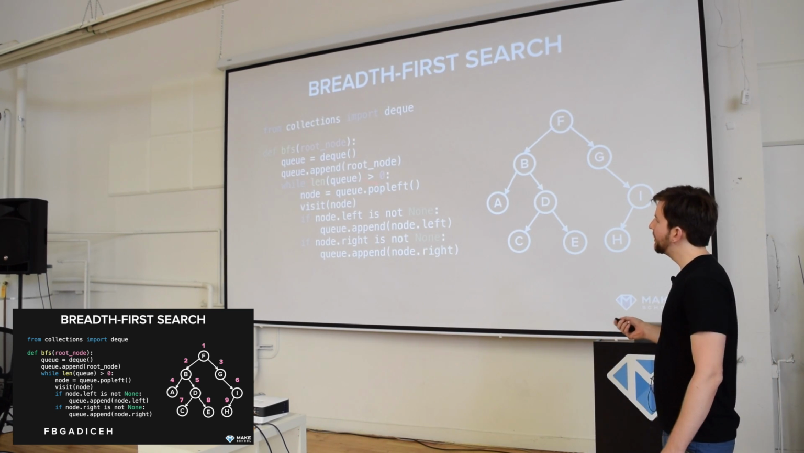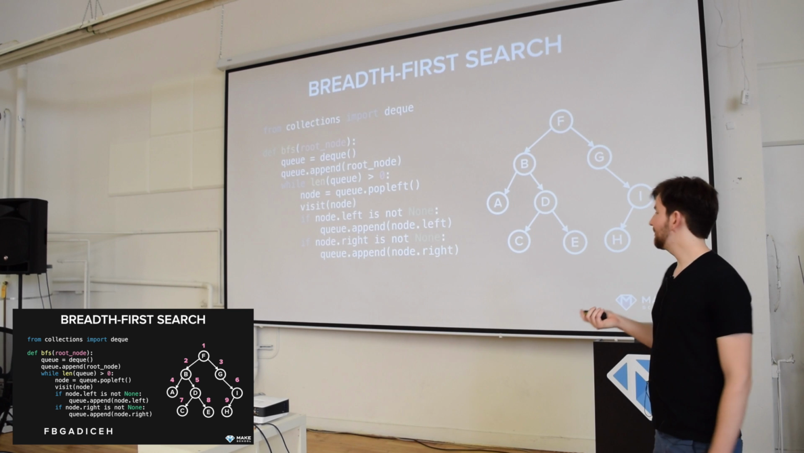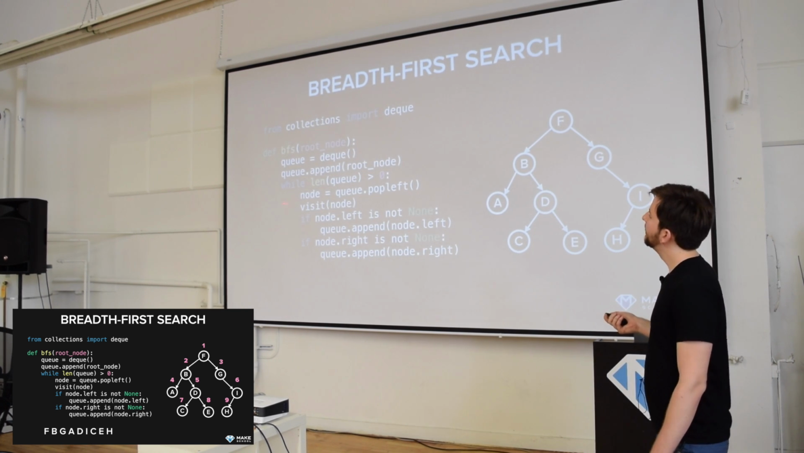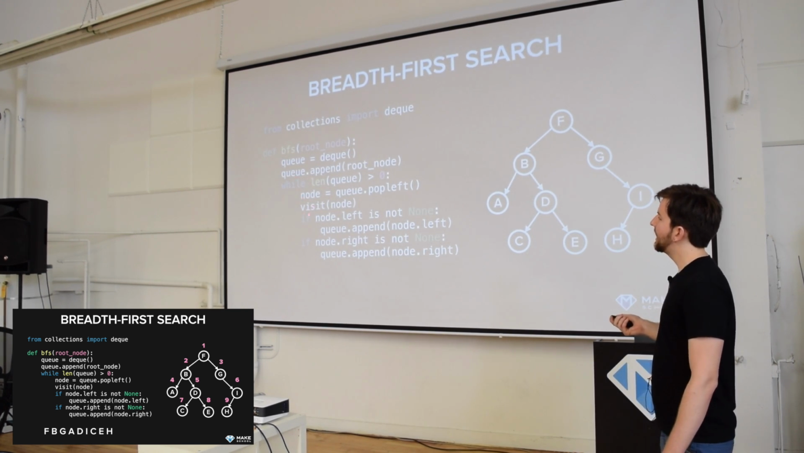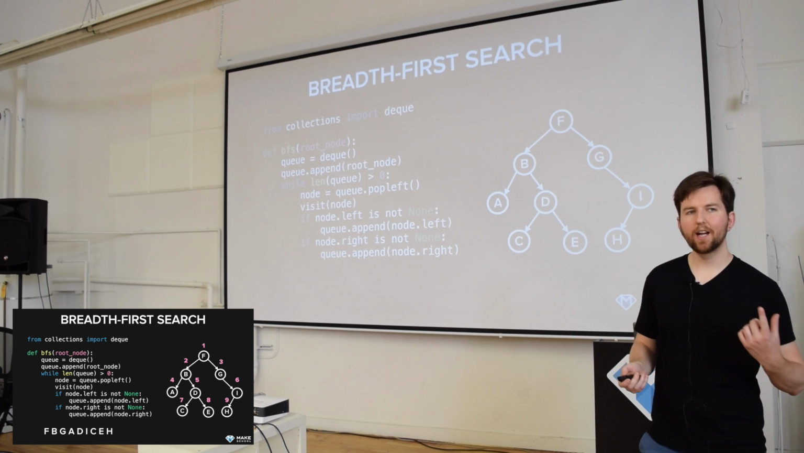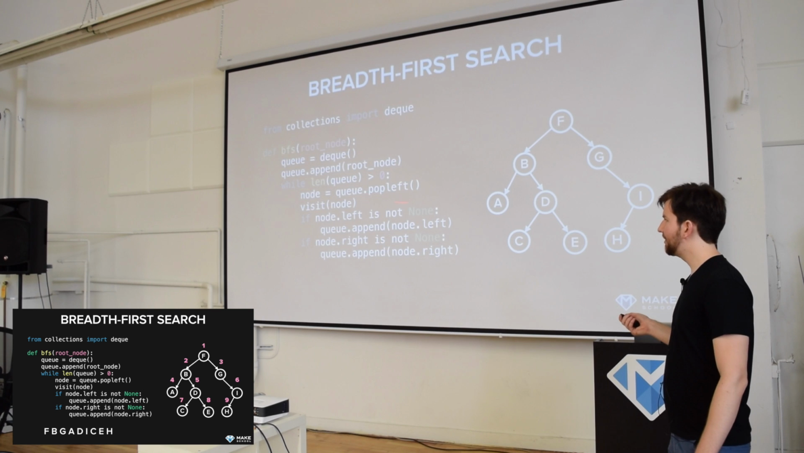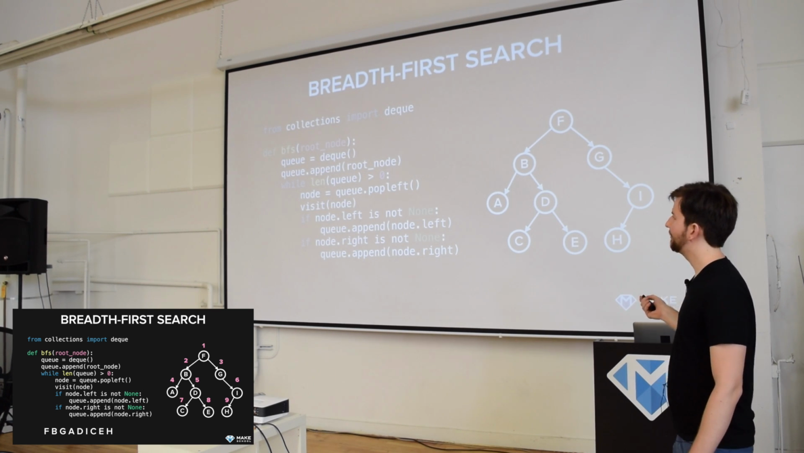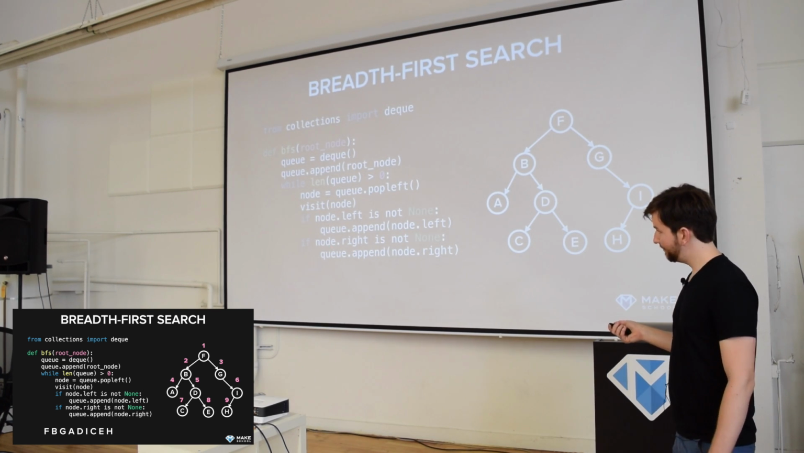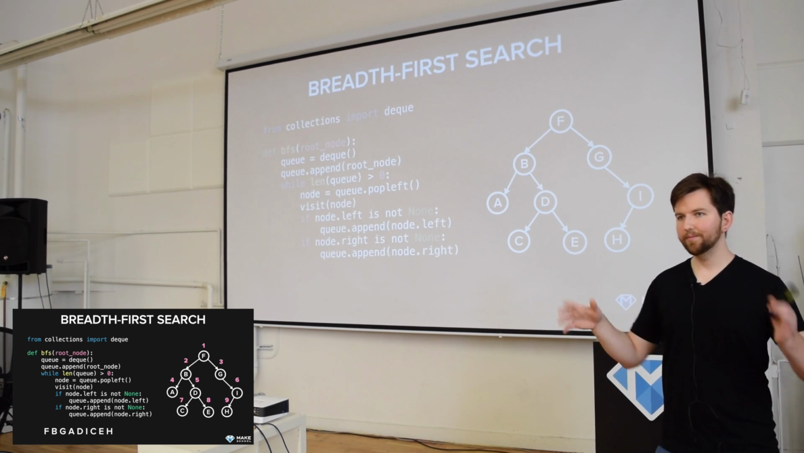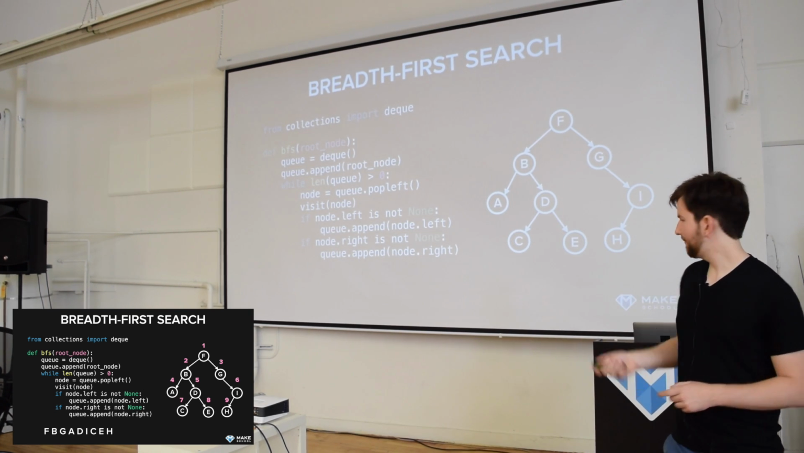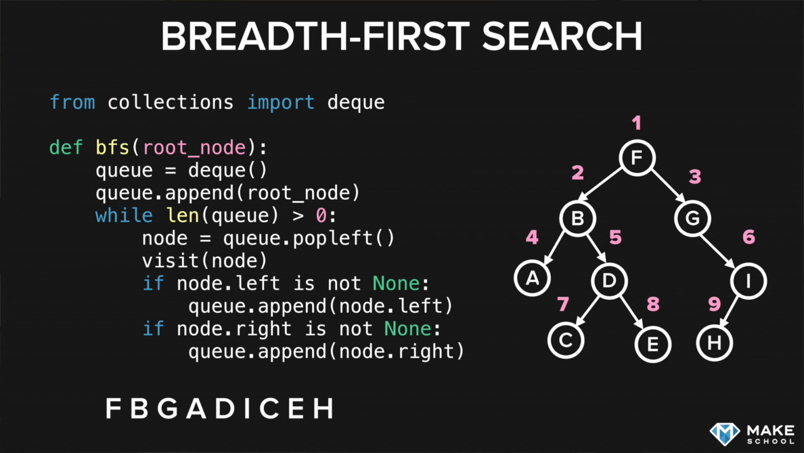Currently our queue is length 1. It has F in it, so this while loop holds true. So we access that node and remove it from the queue in one line of code. We pop it off the left side of the queue and assign it to the node variable. And then we visit the node, so we print out F. Now is where it's like the actual guts of the logic. If there is a left child of F, then we add it to the queue.